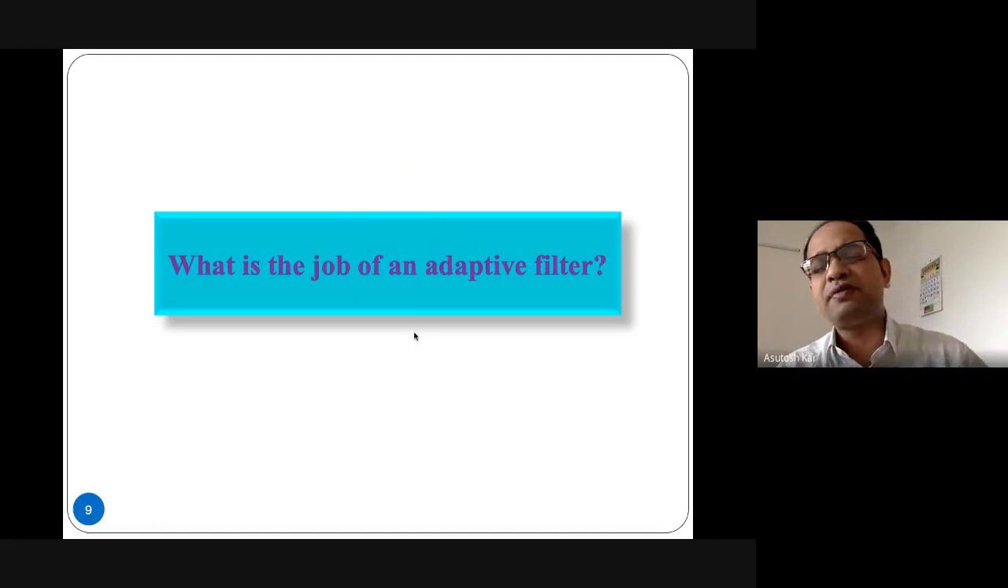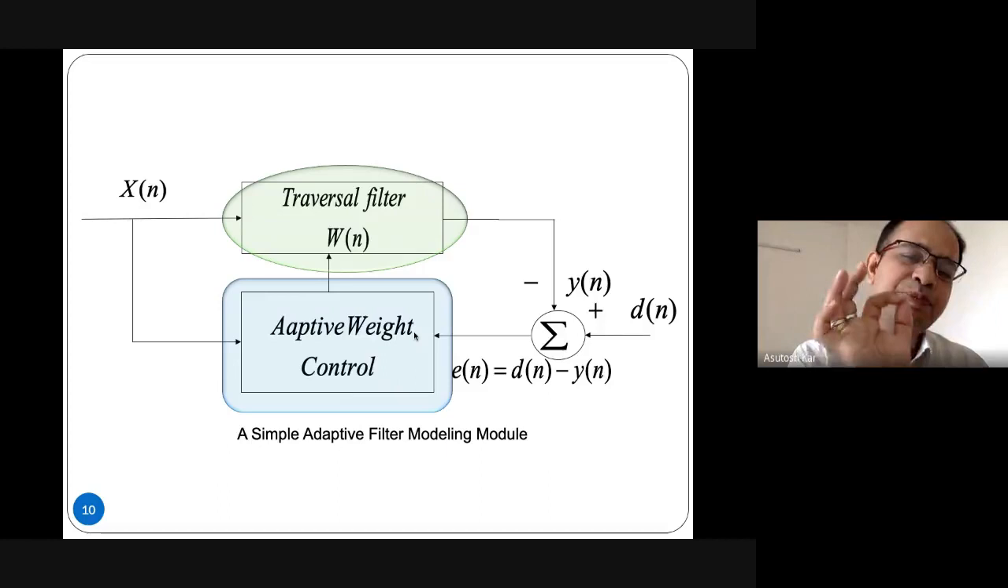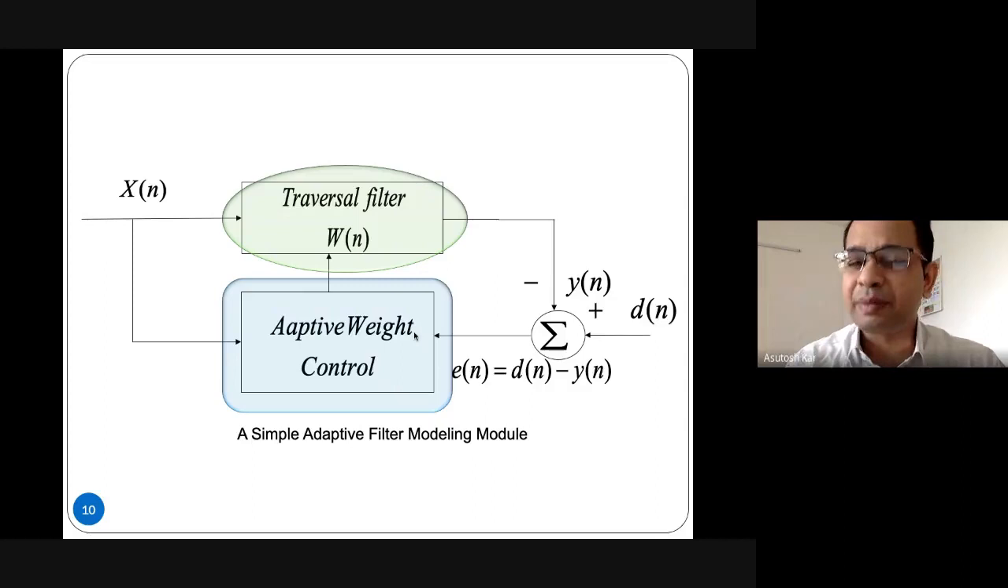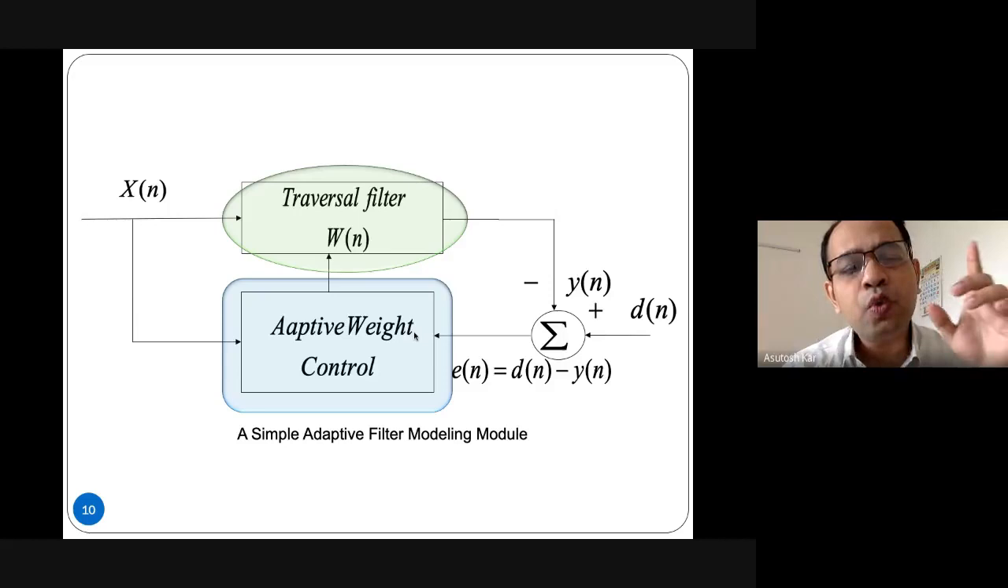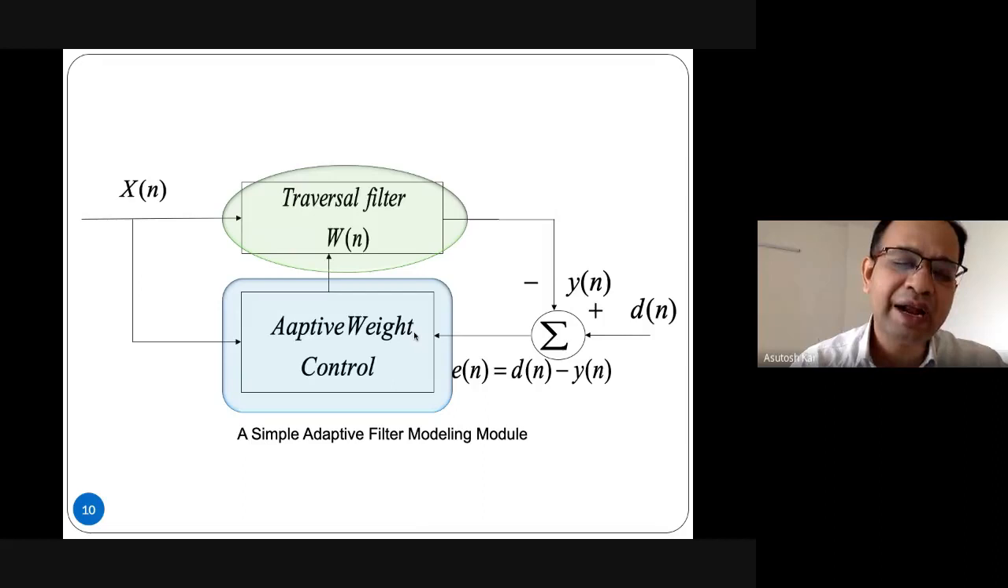What is the job of an adaptive filter over here? You see, an adaptive filter runs on the principle of iterative or cyclic optimization. Least mean square optimization is also a part of machine learning. Here I have just shown the simplest diagram of an adaptive weight update mechanism, in which a filter, the normal adaptive filters, are finite impulse response filters.